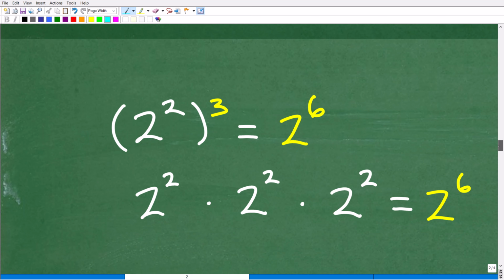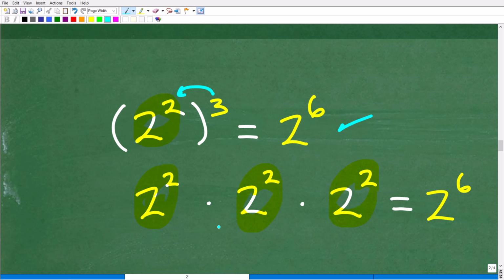Now, let's just be clear that you understand this rule. So 2 squared, for example, to the third power is equal to what? 3 times 2, or 2 to the 6. But let's just kind of convince ourselves that this is right. So 2 squared to the third power is 2 squared times 2 squared times 2 squared, right? 2 squared times itself 3 times.